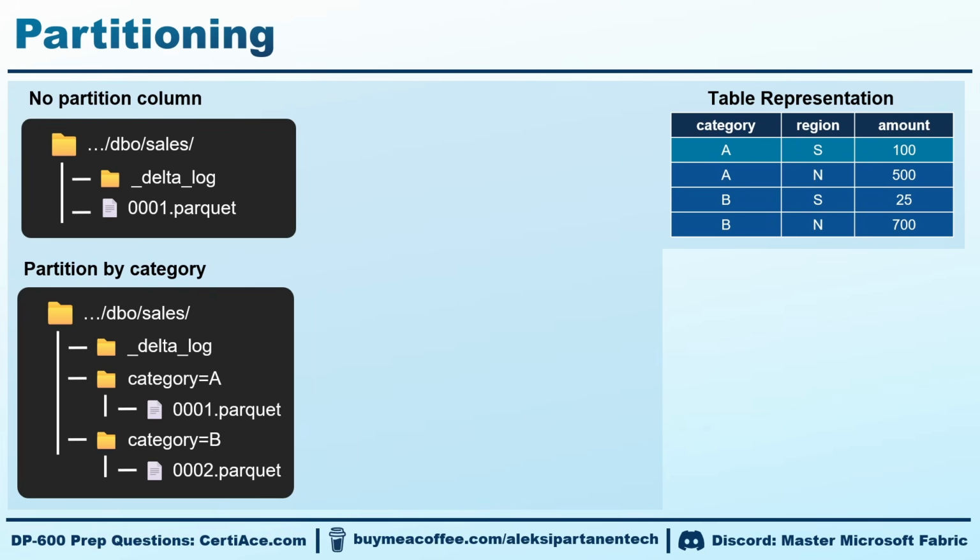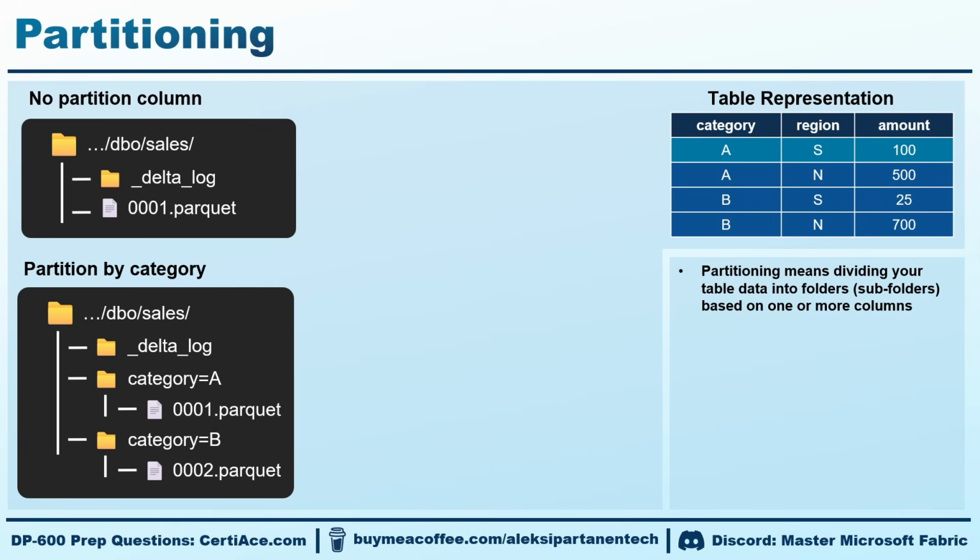So, partitioning means dividing your table into folders, meaning subfolders, based on one or more columns in the data itself. When we partitioned the sales table by using the category column, we got those folders category A and category B, and under those folders we then have data for specific rows. So in the Parquet file under the category A folder, we have the first 2 rows of the table, and then in the category B folder we have the last 2 rows of the table.